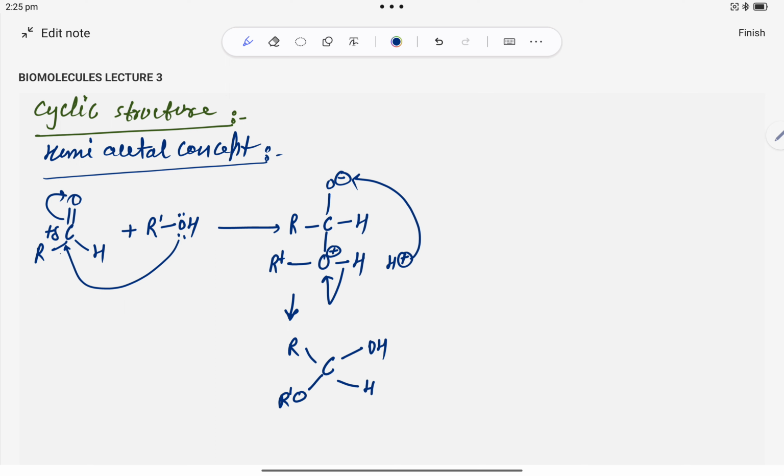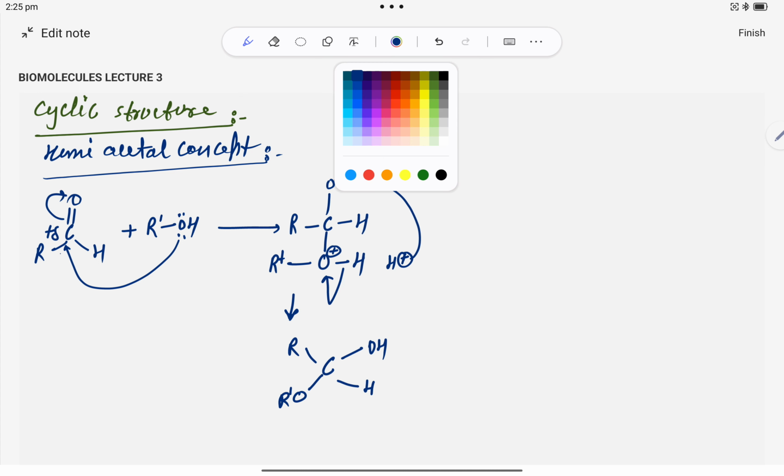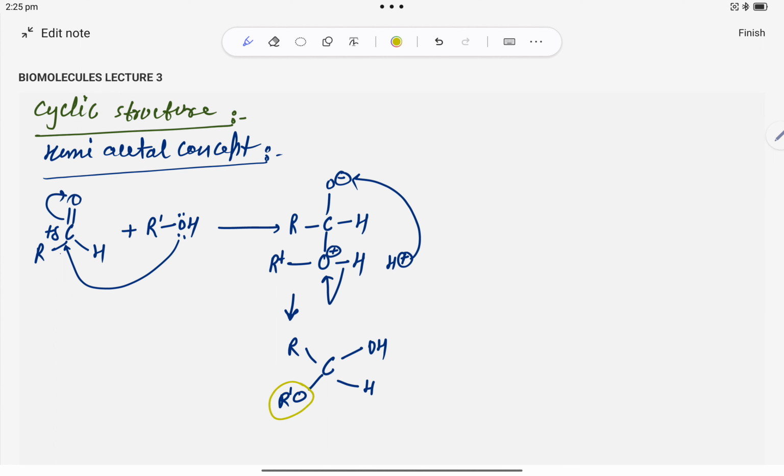So hemiacetal means on the same carbon, OR and OH group are there, it's called hemiacetal. So this concept we are going to use in the cyclic structure of glucose. I hope this is easy also. In the chapter also we have completed.